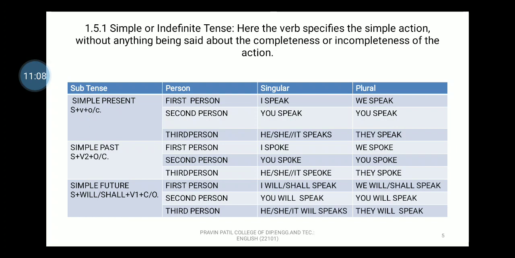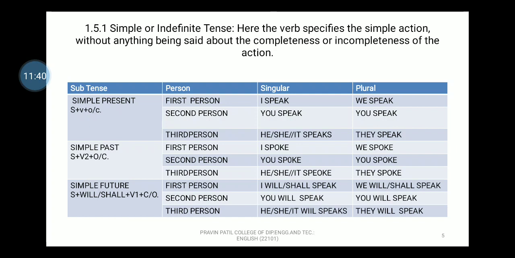Simple past, same things: first person, second person, third person. I spoke, we spoke, you spoke, he, she, it spoke, they spoke. V1 is simple present. Be careful: when do we use the s-form of the verb? If the subject is third person singular, for example he, she, it speaks; otherwise we use only V1.